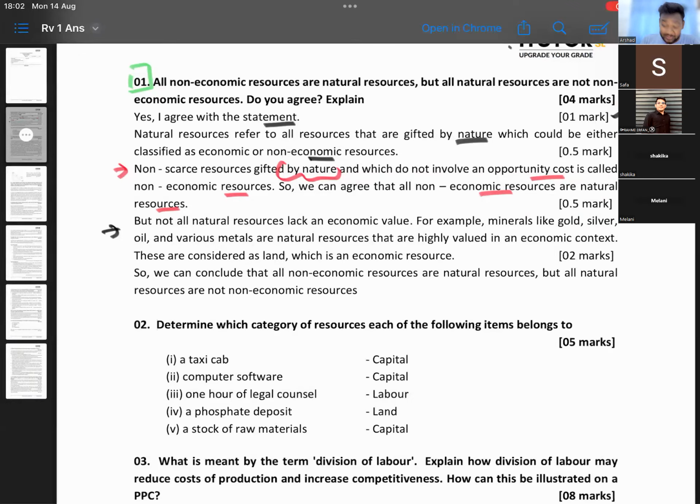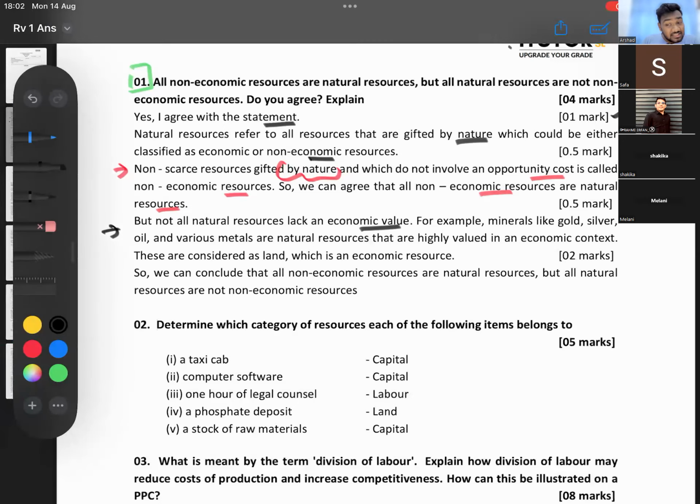Not all natural resources lack an economic value. For example, minerals like gold, silver, oil, and various metals are natural resources that are highly valued in an economic context. These resources are called land. They are scarce. You don't have unlimited amounts of those, no? So which is an economic resource? Therefore, we can conclude that all non-economic resources are natural, but not all natural resources are non-economic. So it's not a very difficult question, but it's a question that is trying to trick you.